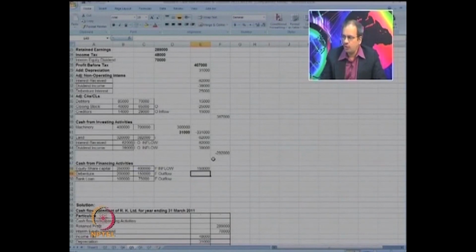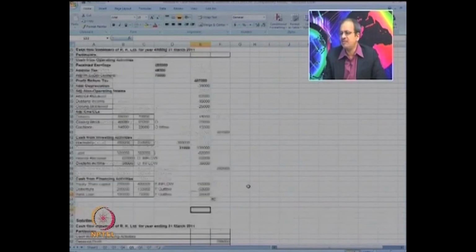So F inflow. As far as debentures are concerned, there is a decrease in the balance. So debentures have been redeemed, money has been paid, so it's an outflow. And bank loan also, there is a decrease from 1 lakh to 75,000, so it also represents an outflow. So minus 50, minus 25.